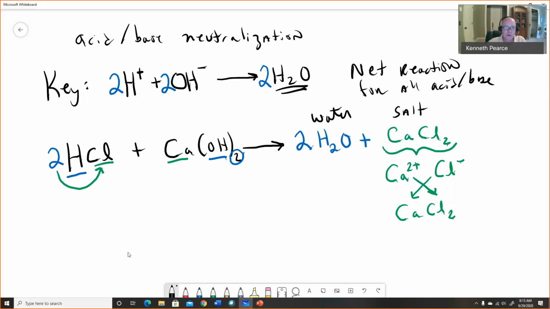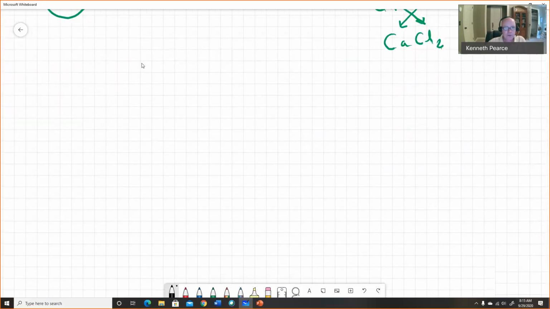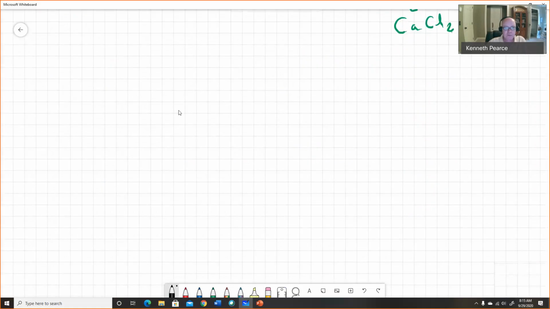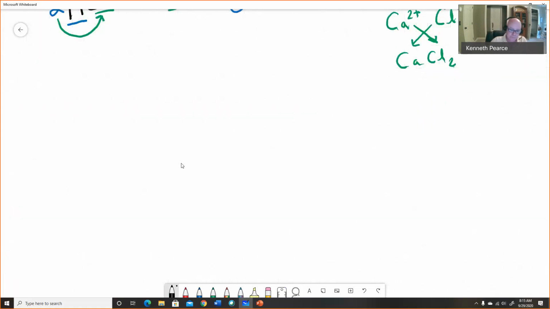Let's do another example where we're going to take advantage of the fact that the H plus and OH minus have to be equal. And let's say that we had H3PO4 this time, which is phosphoric acid, plus sodium hydroxide, which is a base. And I want to know, what am I going to get?